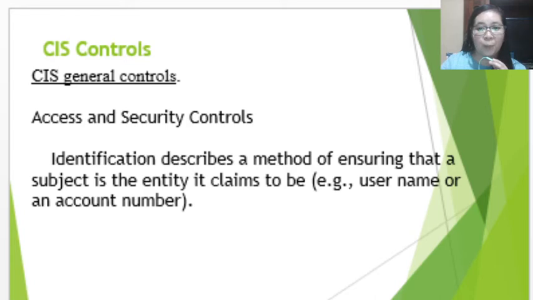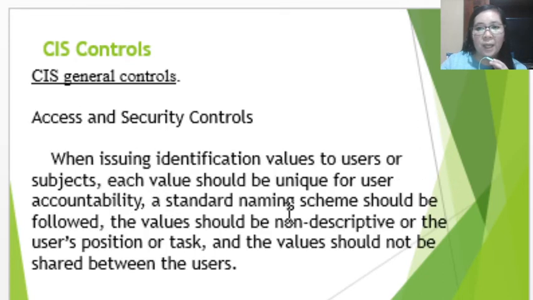So this is how the computer will detect if the access was made by an appropriate party. When issuing identification values to the users or subjects, each value should be unique for each user so that they can be accountable. A standard naming scheme should be followed also. The values should be non-descriptive of the user's position or task. And the values should not be shared between the users. So meaning there is a unique code or access pass that should be given to each user, so that if there are any irregularities, internal control within the system will detect who was the party who is accountable for such irregularities.